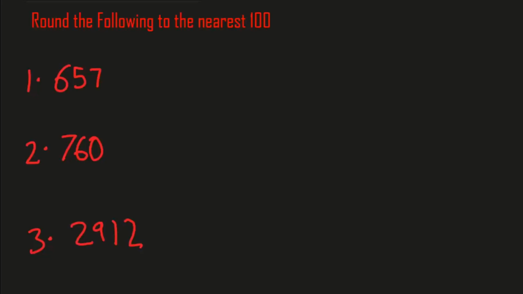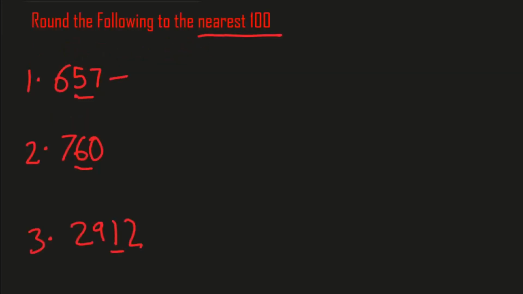The instructions state: round the following to the nearest hundreds place. To round to the nearest hundreds place, we need to know the tens place digit. So let's underline the tens place digit in each of the numbers. Over here it's 5, here it's 6, and here it's 1. Okay, so now let's do the first one.